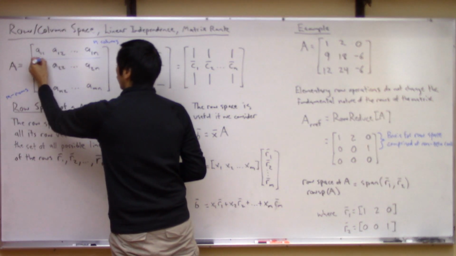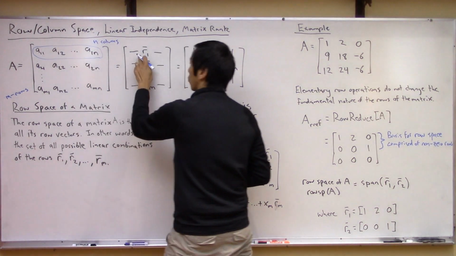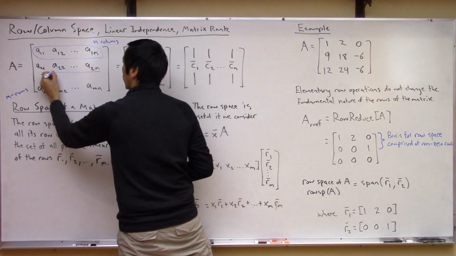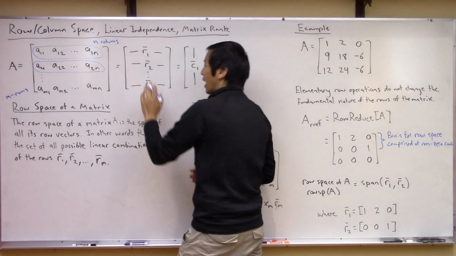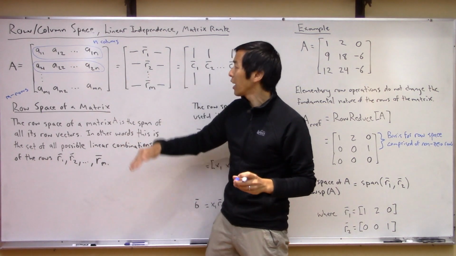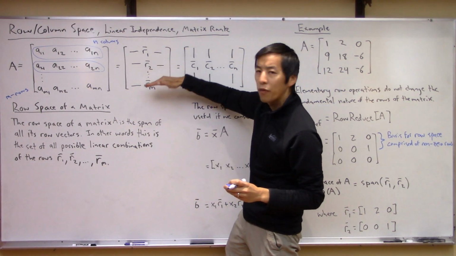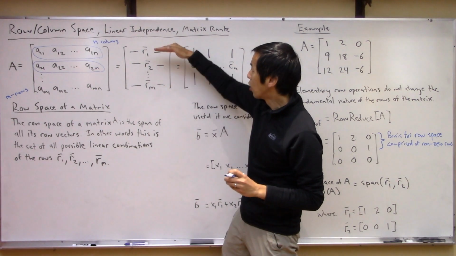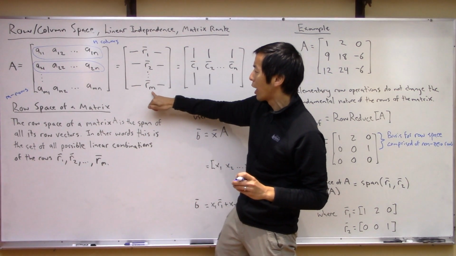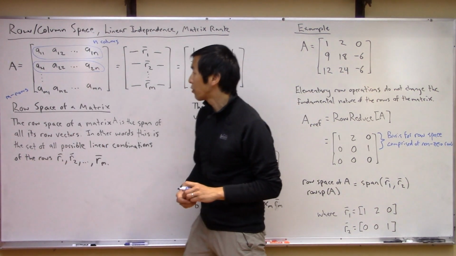Let's look at this first row right here and call this row 1. And then you have another row right here. Let's call this row 2. As you can see, you can think about this matrix A as nothing more than a bunch of row vectors stacked one on top of the other: R1, R2, all the way down to Rm, because we have m rows in this matrix.